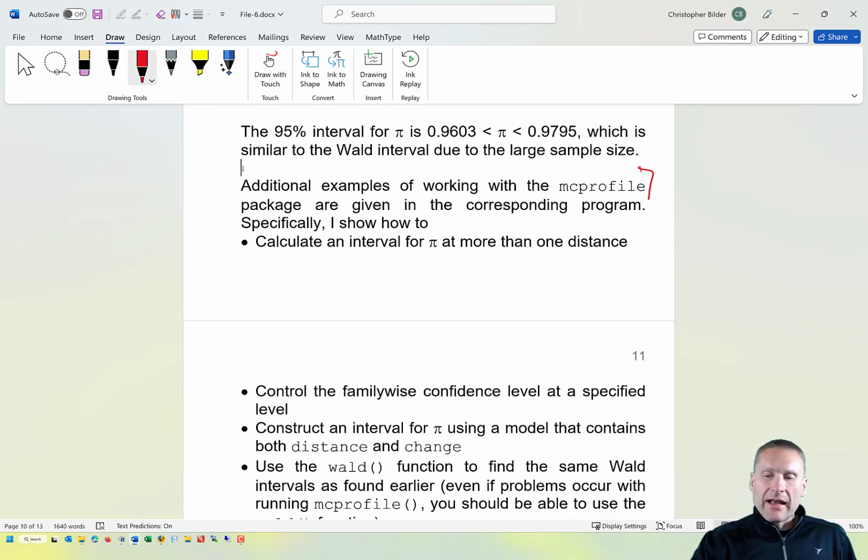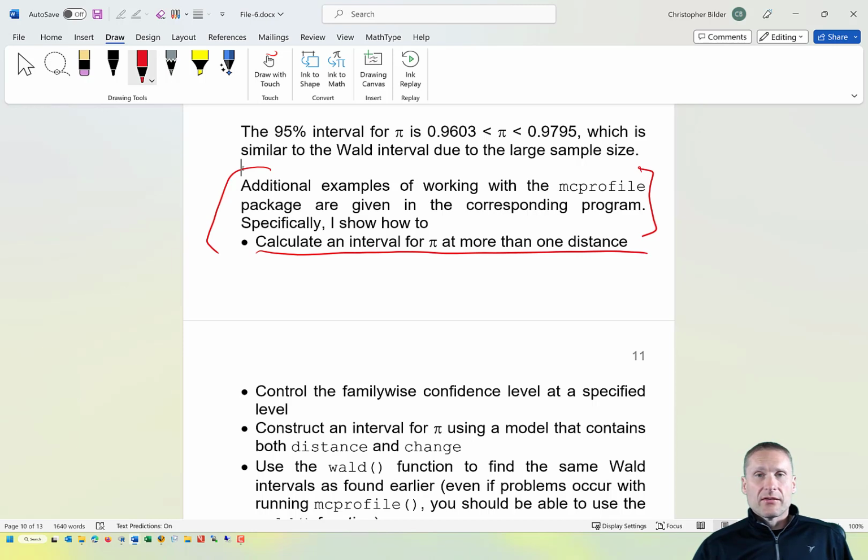Now, in my actual program, I want you to take a look at some additional examples of how I've used the mcprofile package. Let's say you want to calculate an interval for pi at more than one distance. In that case, K, let's say if you have two distances, 20 and 30 yards, is going to have two rows to it. One for the 20-yard place kick, if that's the first distance, and then one for a 30-yard place kick, if that's the distance that you're interested in.